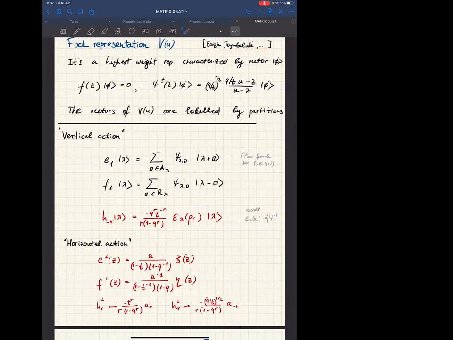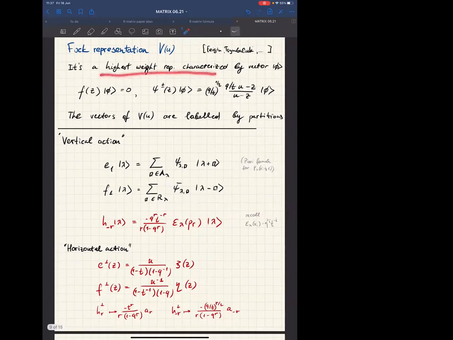So the Fock representation is the highest weight representation, which is characterized in the usual way. We start with the vacuum vector, which is annihilated by the F currents. This is a typical situation in highest weight representations of quantum affine Lie algebras. And then the Cartan currents act diagonally, and we get this so-called Drinfeld rational function, which is used to label the highest weight representations.